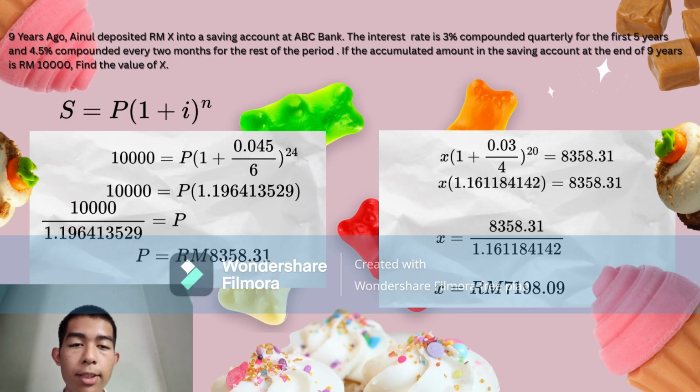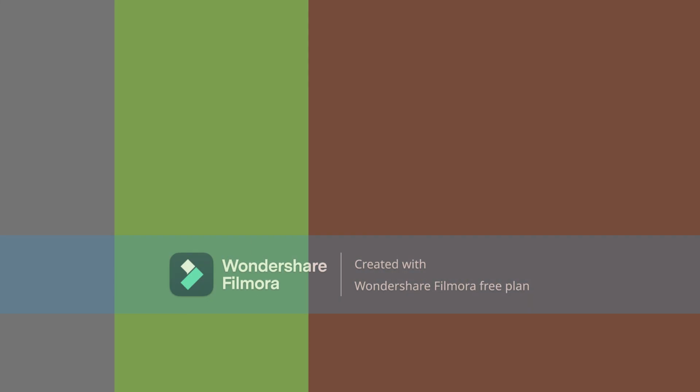After that, we will transfer to another calculation in the same formula. X(1 + 0.03/4) power of 20 equals 8,358.31. After we solve it, the 8,358.31 will be divided by 1.1 and so on. So the X will be RM 7,198.